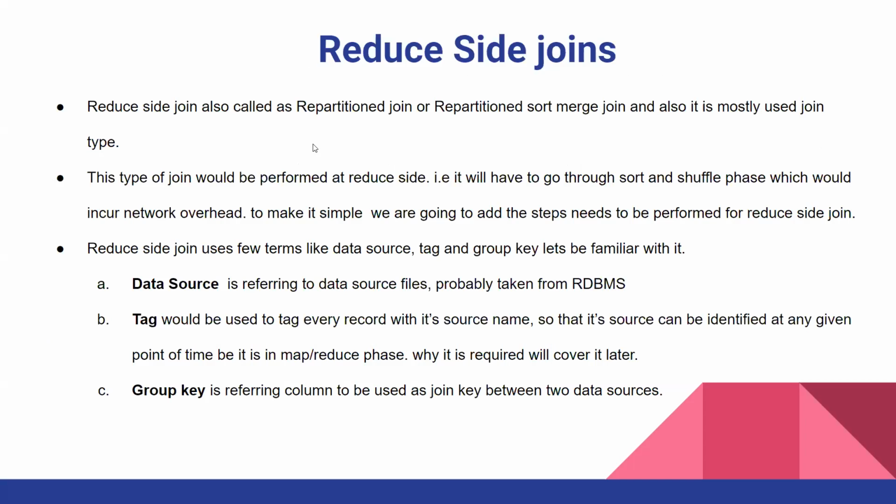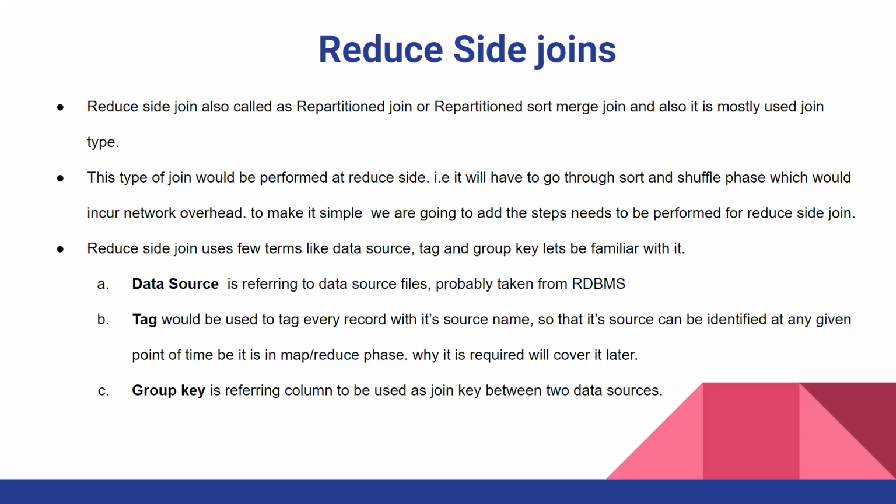As I've mentioned, reduce side join is also called the repartition join or repartition merge sort join, since data does not necessarily need to be partitioned, hence the name repartition join. This type of join would be performed at the reducer end. If you go to the workflow diagram of MapReduce, the shuffle sort operation happens, and then the reducer side join takes place.